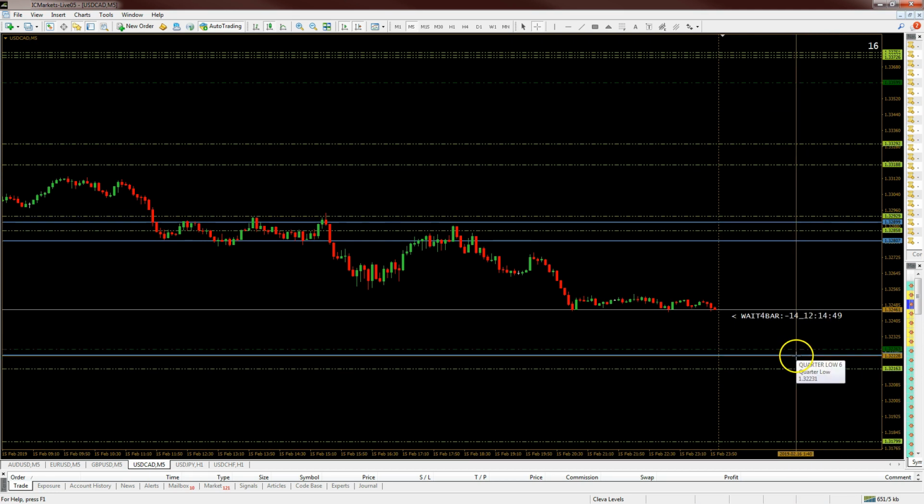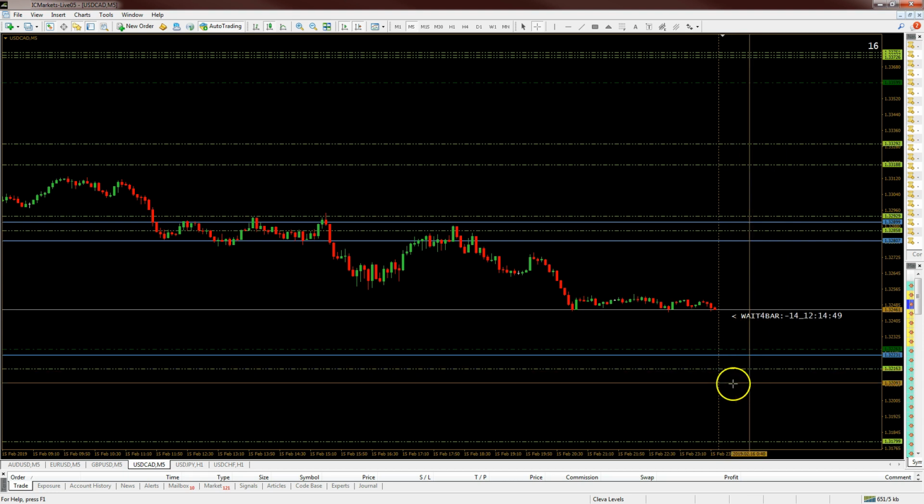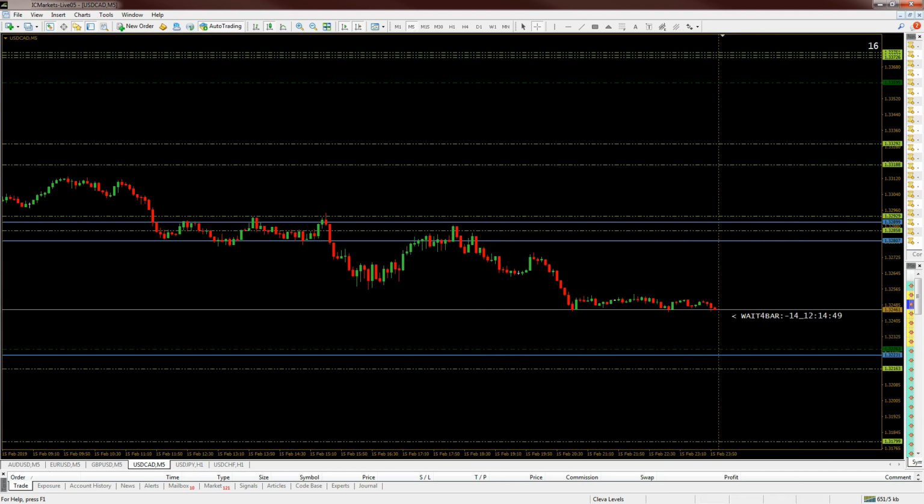There's a monthly and a quarterly there, and we've got a weekly. So there's a little cluster here. In fact, this is lovely, isn't it? All these clusters of levels.